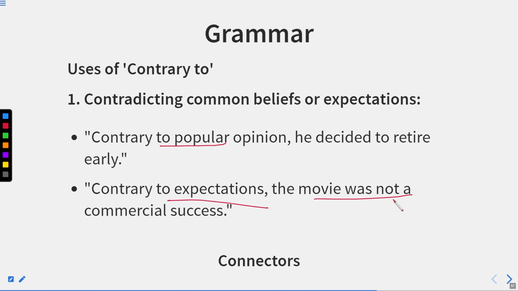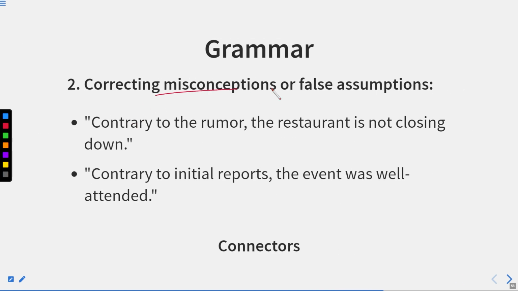Contrary to expectations, the movie was not a commercial success. So, contrary to expectations means whatever the expectations were, they were positive, but contradictory to these positive expectations, the movie was not a commercial success. The result was negative. Correcting misconceptions or false assumptions. Contrary to the rumor. Now, the rumor is negative, and contrary to it means this negative negates itself: the restaurant is not closing down.